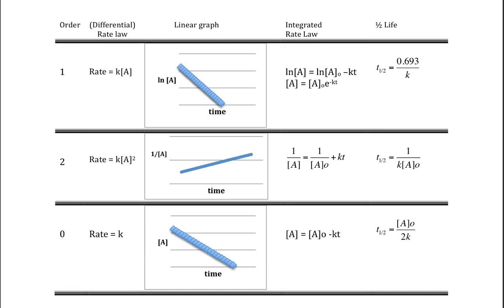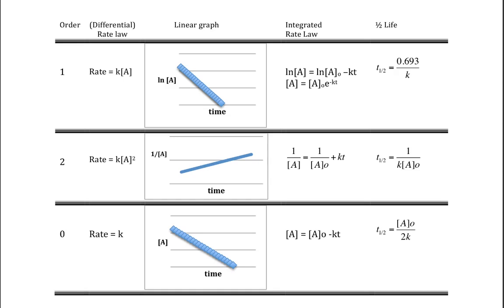Alrighty, so now we have a summary of all of this in this table. For a first order reaction, we know from early on in this chapter, the rate equals kA. And the integrated rate law is ln A equals ln A naught minus kt, or we could write that as A equals A naught e to the minus kt. So for the linear graph, we would use the ln form, ln of A versus time, and the slope is negative k. The half-life equation for a first order reaction is t sub 1/2 equals 0.693 over k.